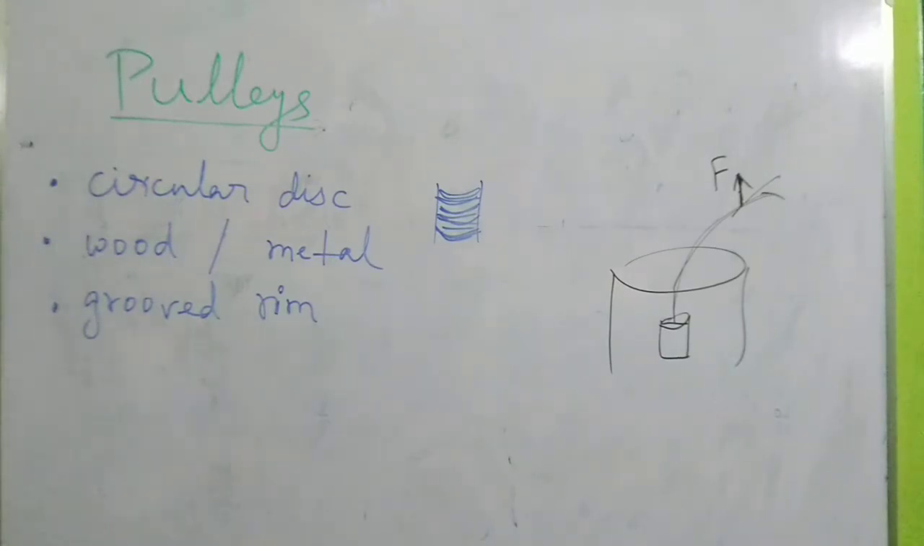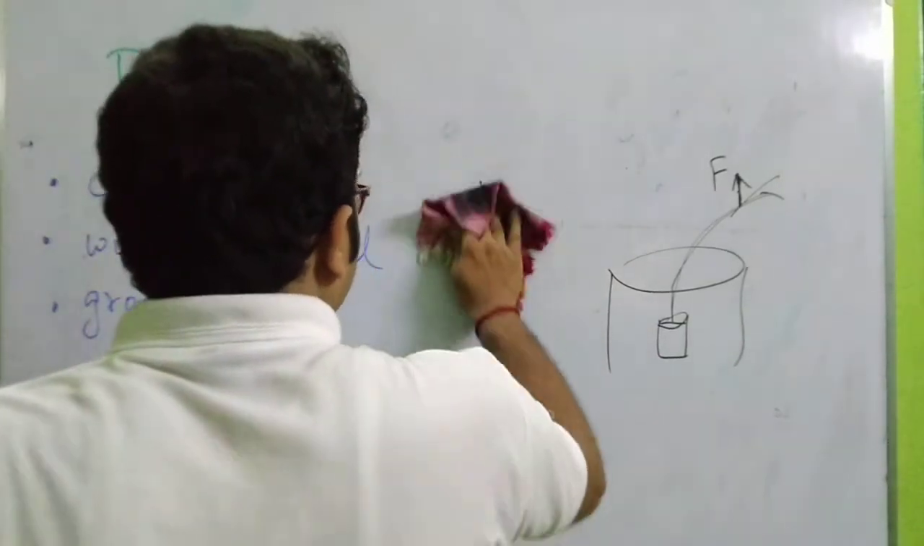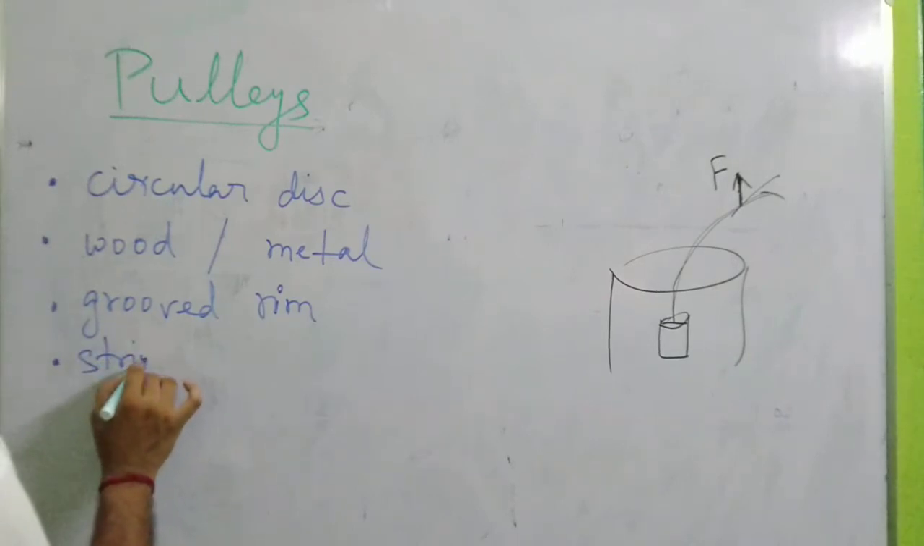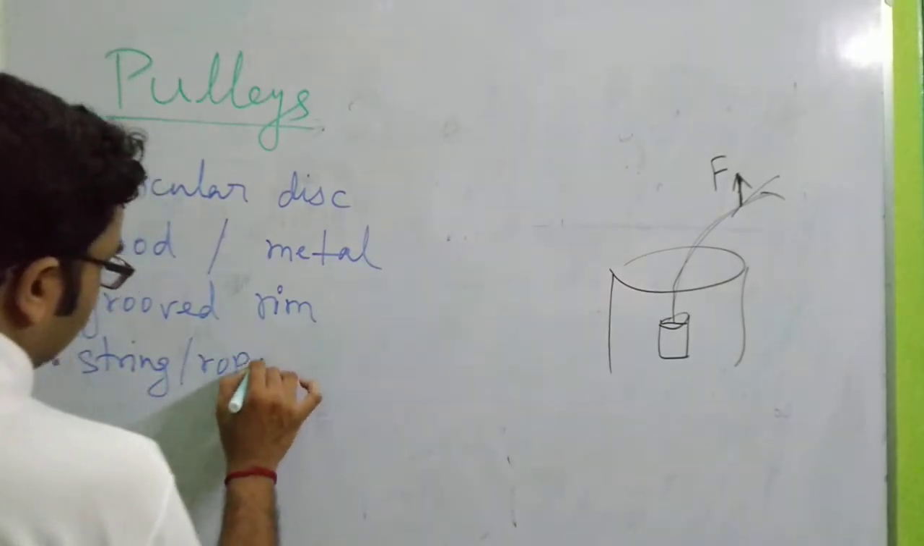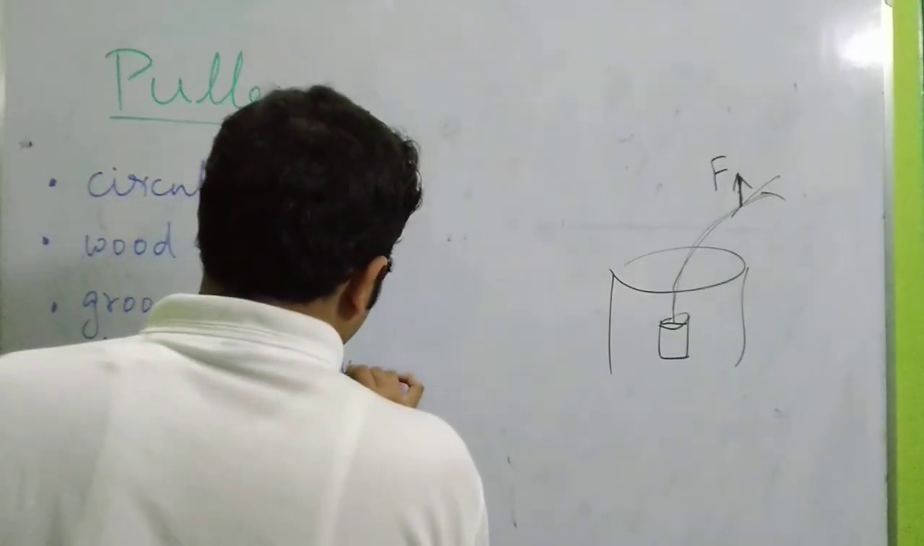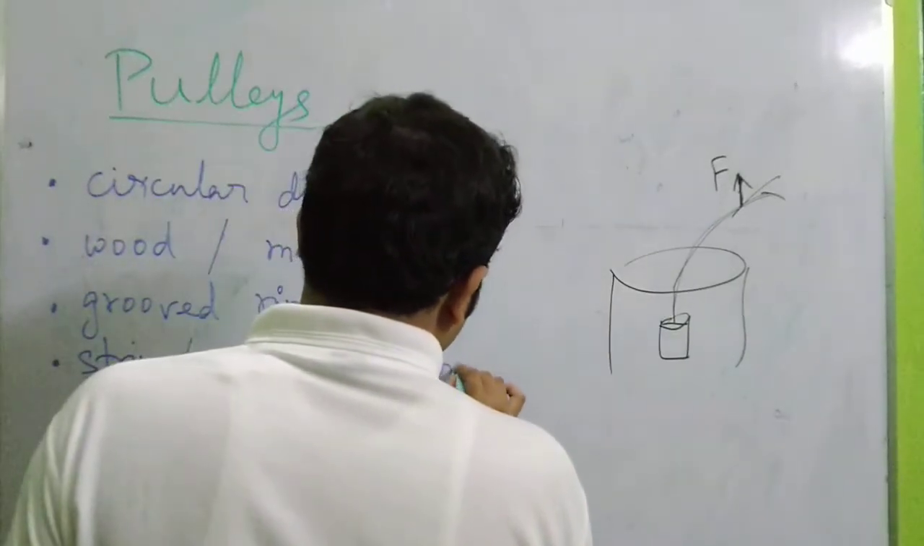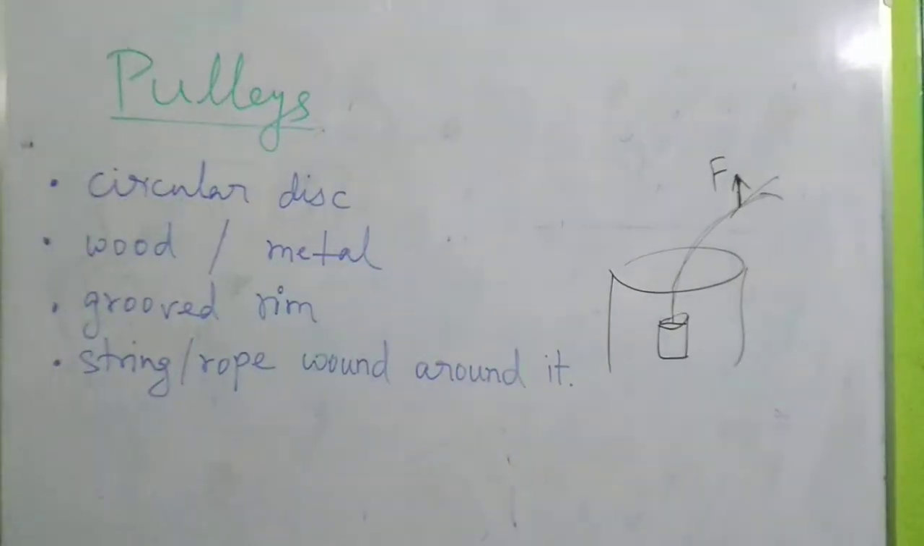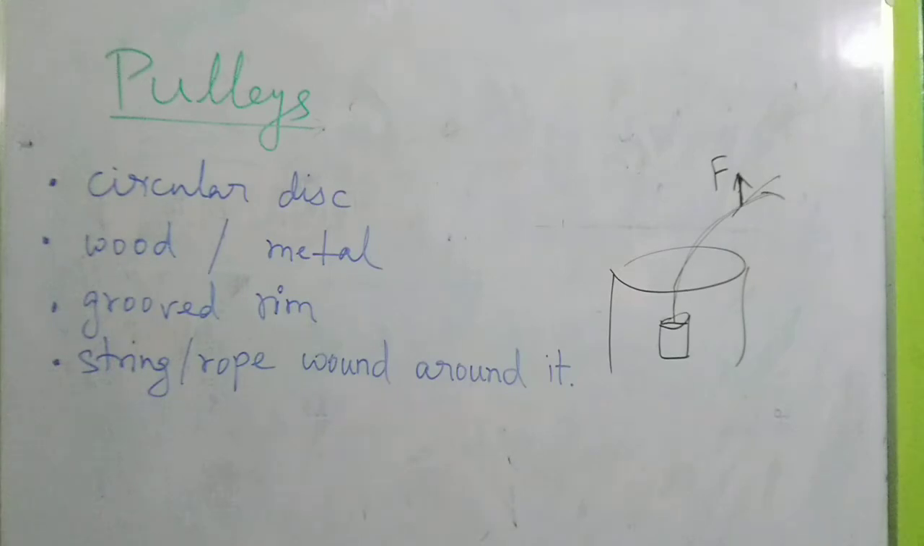So a pulley is basically a circular disc made of wood or metal, with a grooved rim and with a rope or string wound around it. So this is the basic definition of a pulley. I think it is clear. It's a circular disc with a grooved rim, wooden or metal, and there is a string or rope wound around it. So this is the pulley.